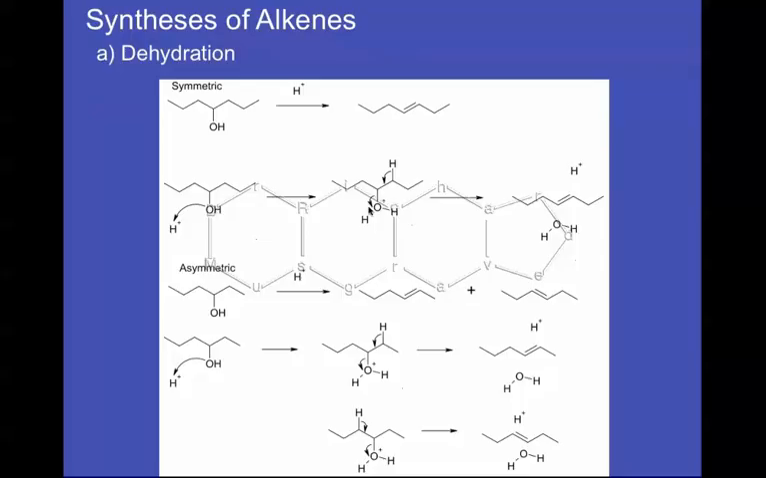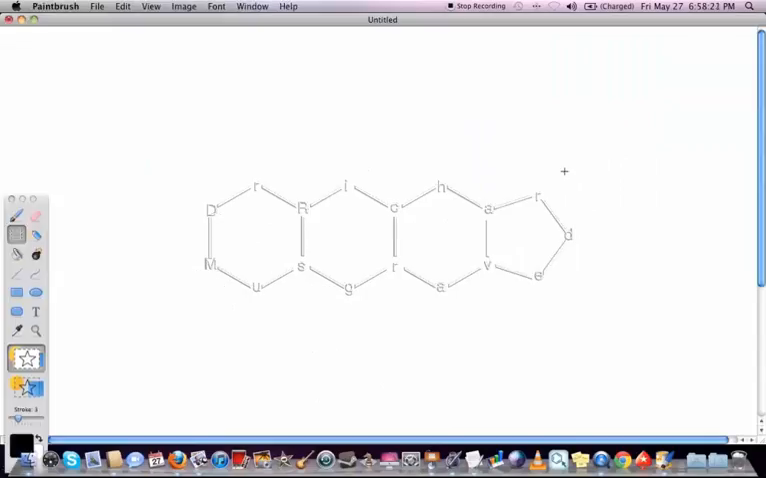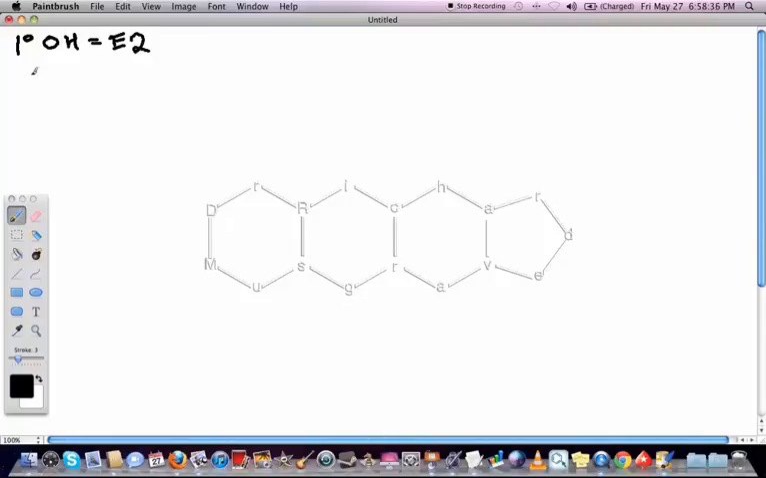Not all alcohols can undergo those mechanisms in that way though. What we notice is as follows. We notice that primary alcohols can undergo E2 and only E2. Secondary and tertiary alcohols can undergo E1 or E2.